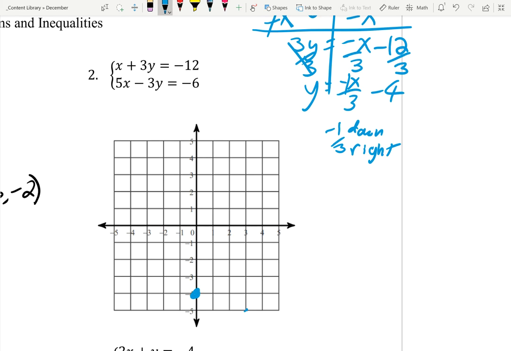So we go down 1, right 3. That puts us there. Not a whole lot of room to work, so we'll go backwards as well: up 1, left 3. And so we have a line really far down near the bottom.